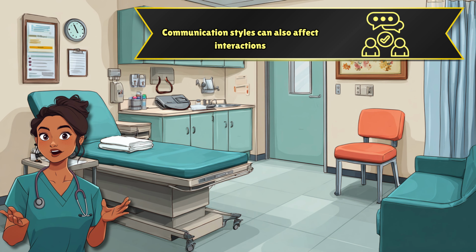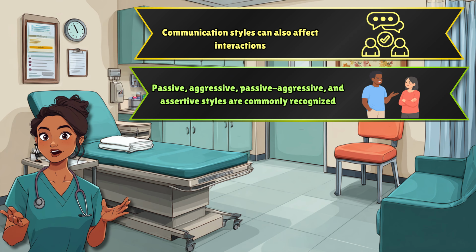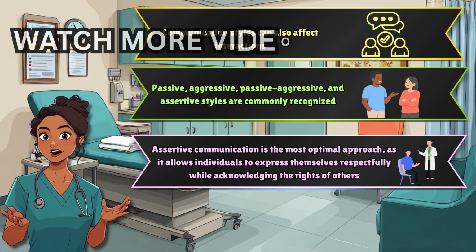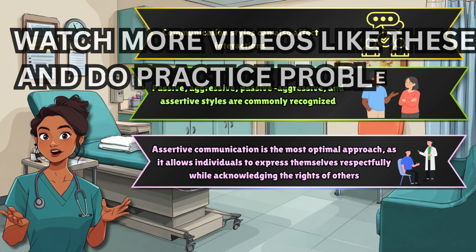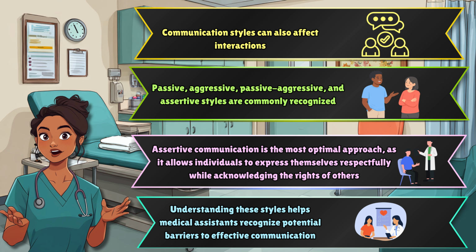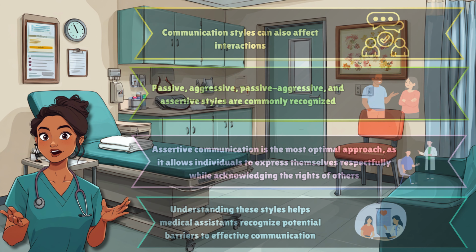Communication styles can also affect interactions. Passive, aggressive, passive-aggressive, and assertive styles are commonly recognized. Assertive communication is the most optimal approach, as it allows individuals to express themselves respectfully while acknowledging the rights of others. Understanding these styles helps medical assistants recognize potential barriers to effective communication.